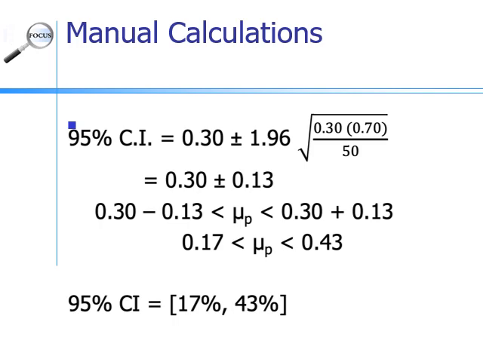The manual calculation is done by the point estimate plus or minus the margin of error. And that margin of error is the z value times the standard error of the proportion, which is the square root of PQ over N. So that's how it is done manually.